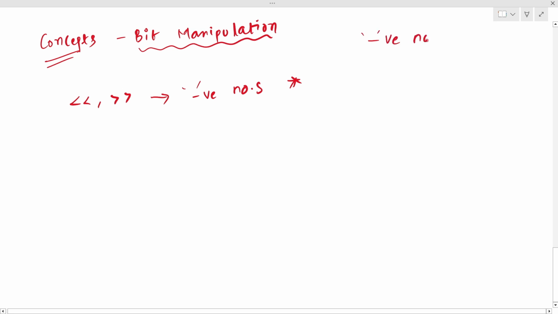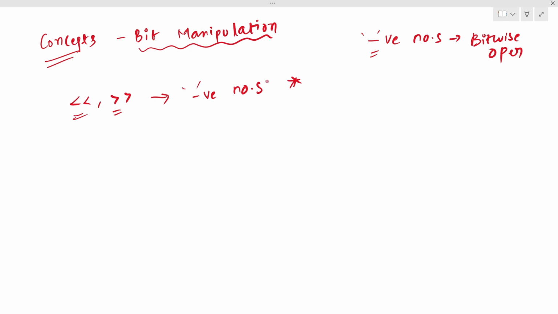Like, you can apply the bitwise operations with these negative numbers, but left shift and right shift will be confusing if there are negative numbers, because you'll be getting confused about where to place that negative sign, and it's completely an illogical thing, right? So that's why rule number one is: don't apply them to negative numbers.